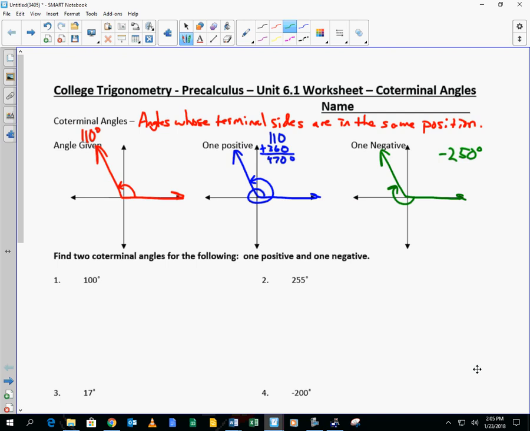Now, it does happen to be that you could take the angle 110 and you could add to it 360k, and k meaning any integer. So -2, +5, 10, and add that to 110, and it would be then coterminal. So there are an infinite number of answers for coterminal angles. I'm just asking you today to provide one that's positive and one that's negative with the one that's given.